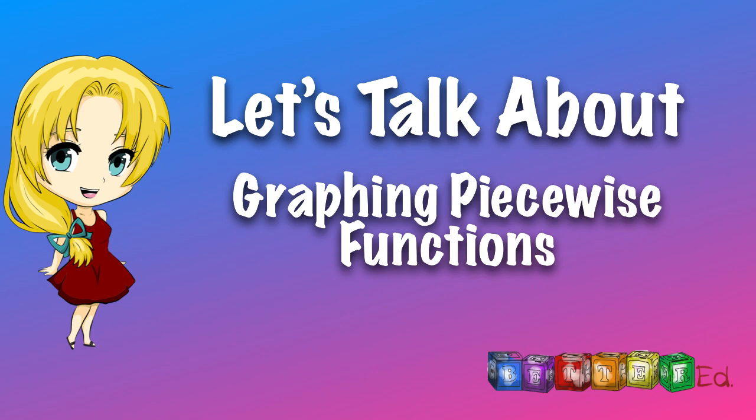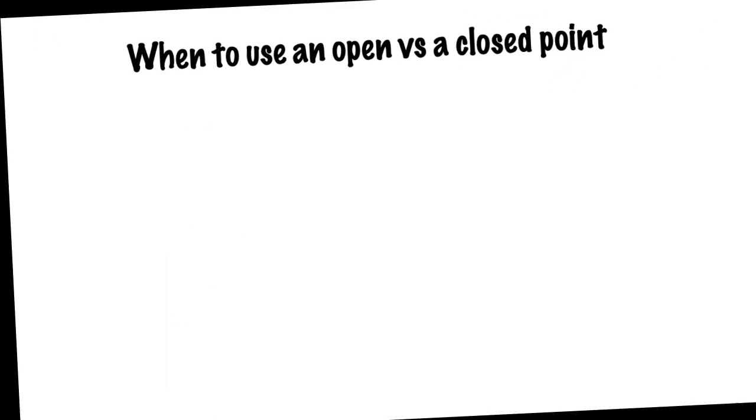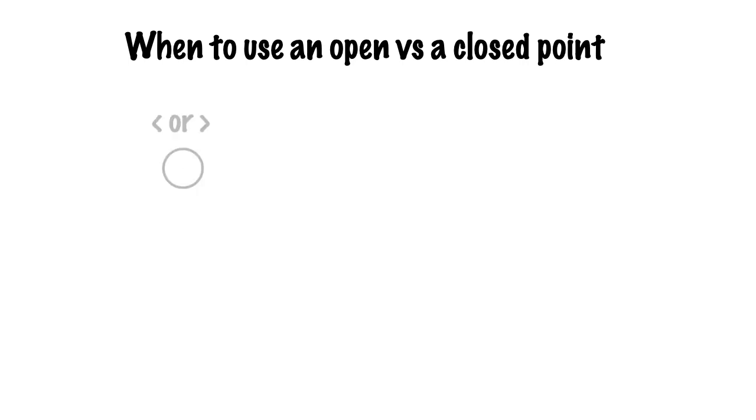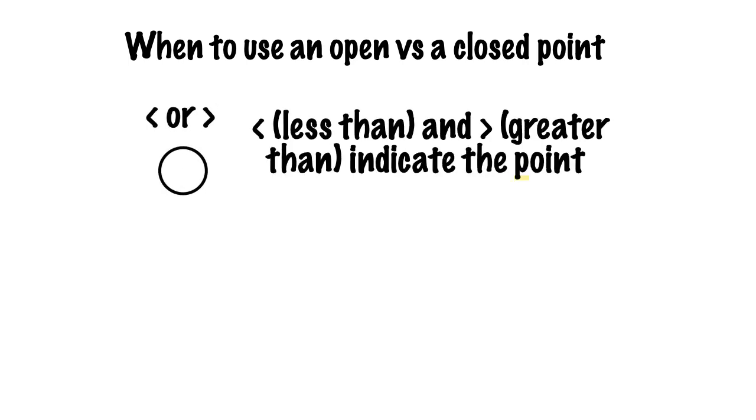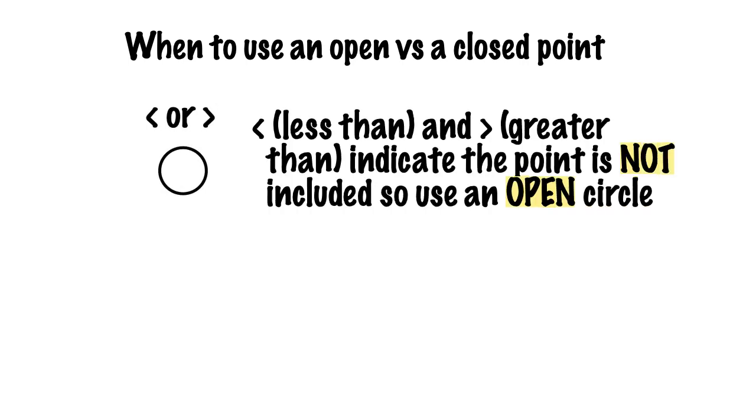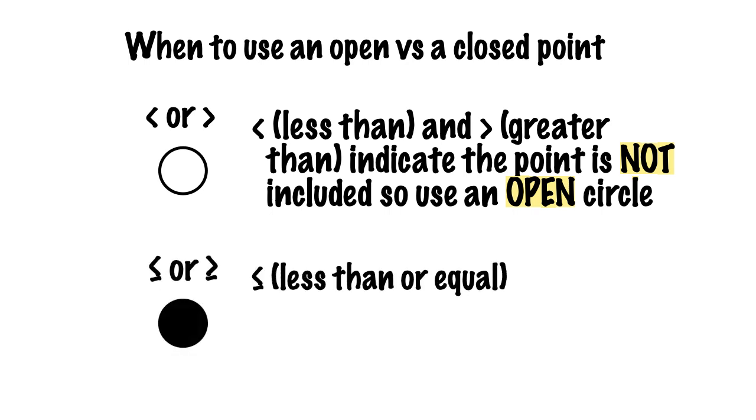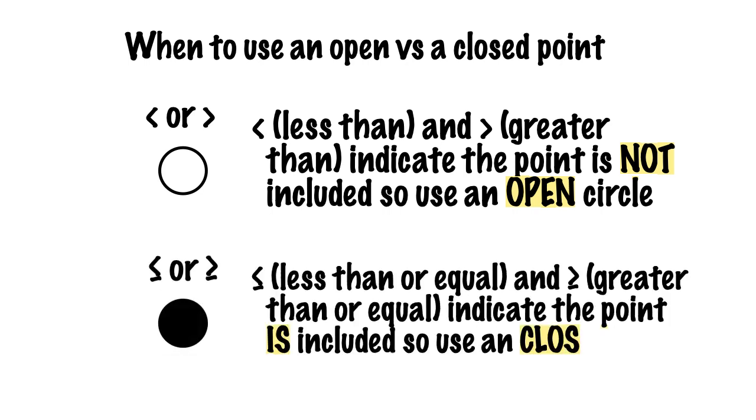Let's talk about graphing piecewise functions, and when to use open versus closed points. Less than and greater than indicate the point is not included, so use an open circle. Less than or equal and greater than or equal indicate the point is included, so use a closed circle.